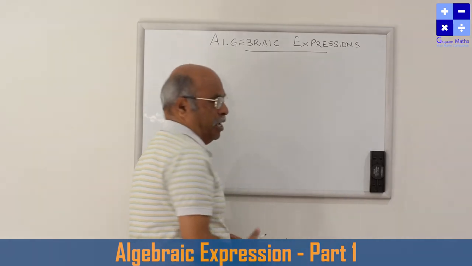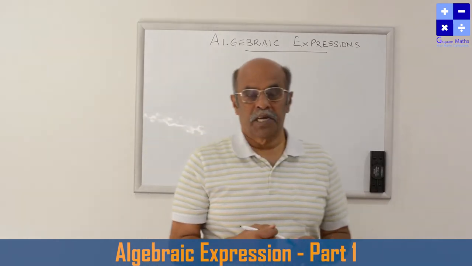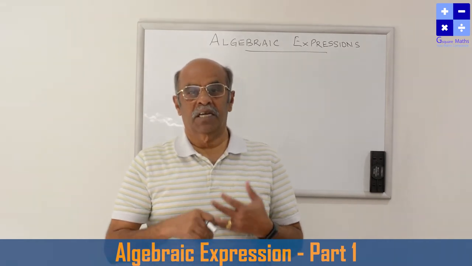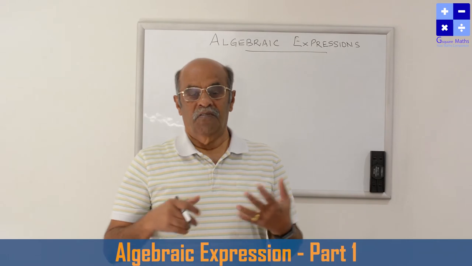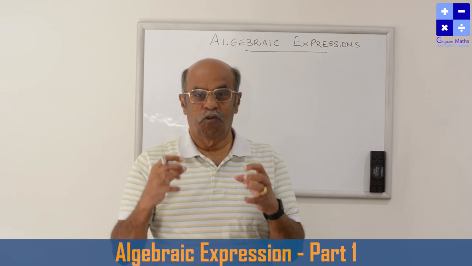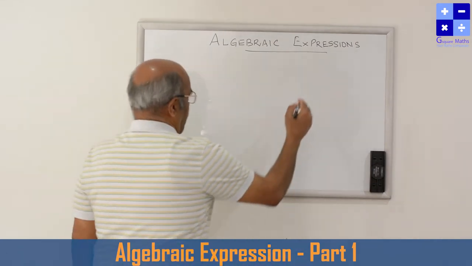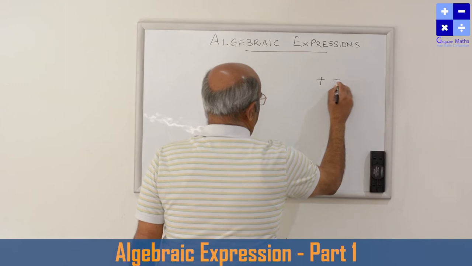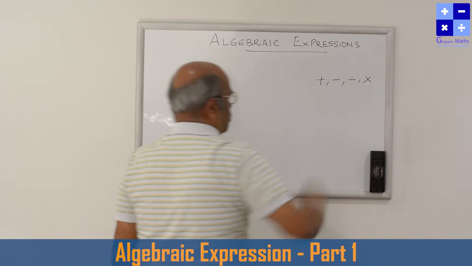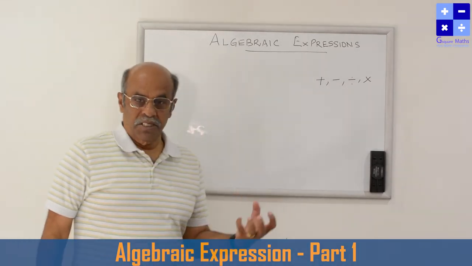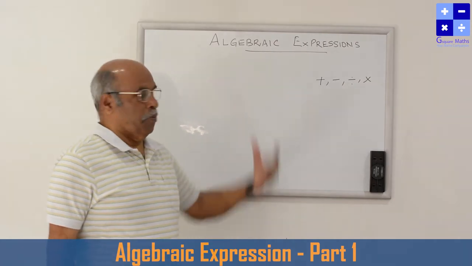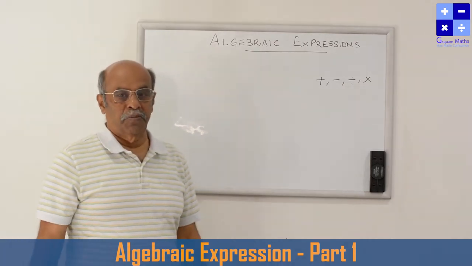Now, what is an algebraic expression? An algebraic expression is a combined expression of constants and variables. If variables and constants are connected by the four fundamental operations, plus, minus, division, into, any constants and alphabets or variables connected with these operations, that expression is known as an algebraic expression.